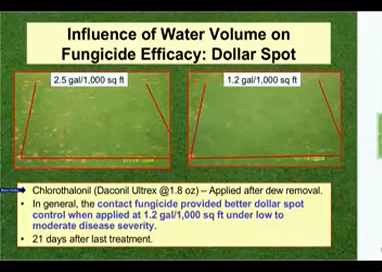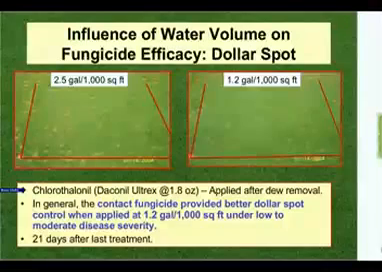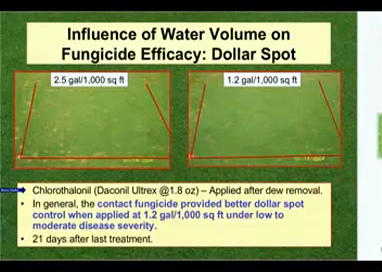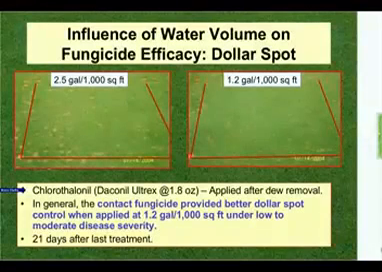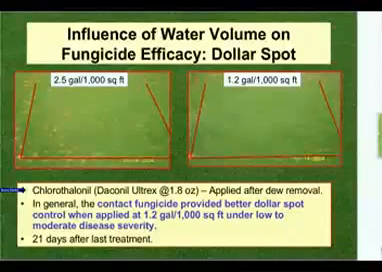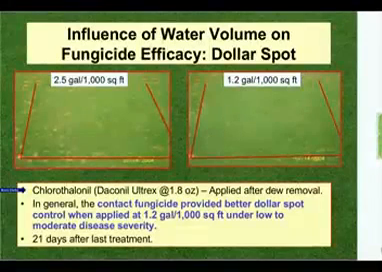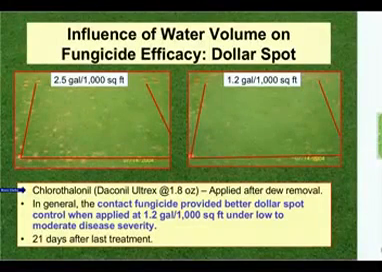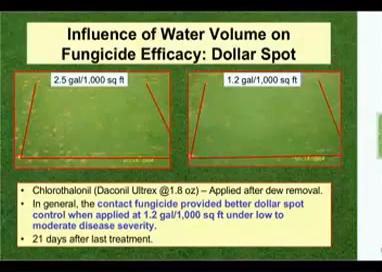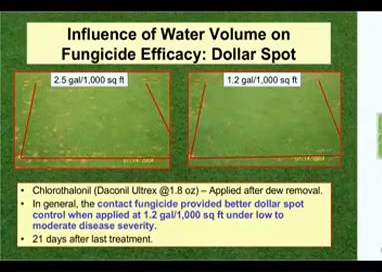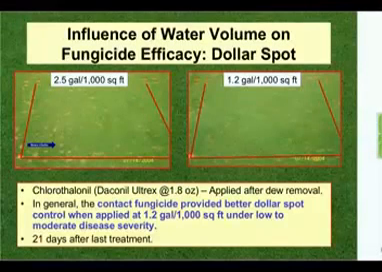And what they found on fairways here essentially was that they got better control of dollar spot when applied at 1.2 gallons under low to moderate disease severity. Now, that may seem a little bit surprising, better at 1.2 than 2.5, but you can see the pictures here. Here's disease development, a little bit of dollar spot here and here with 1.2 gallons per thousand, and you can see a lot more dollar spots showing up with the 2.5 gallons.